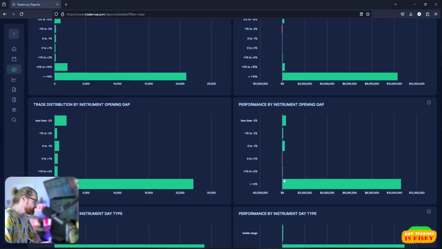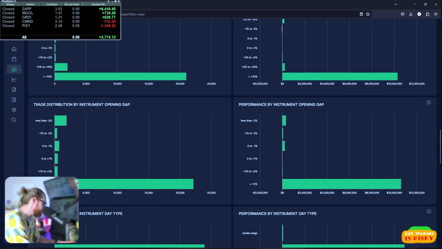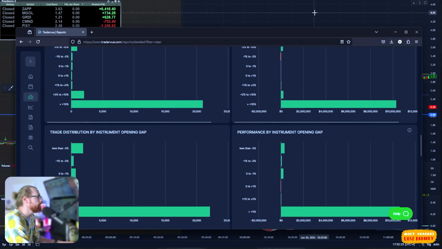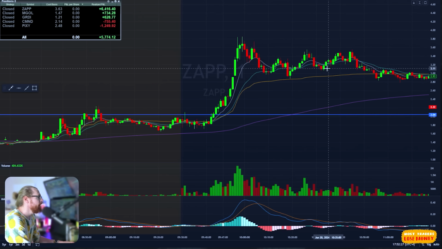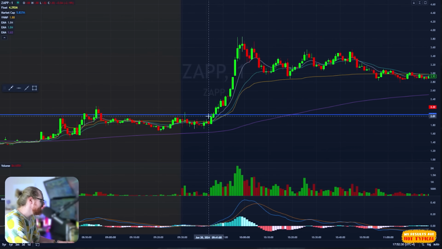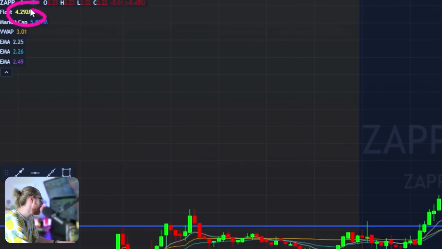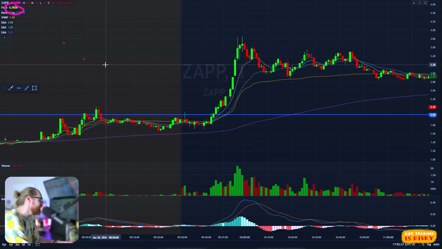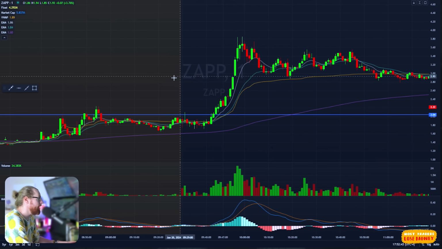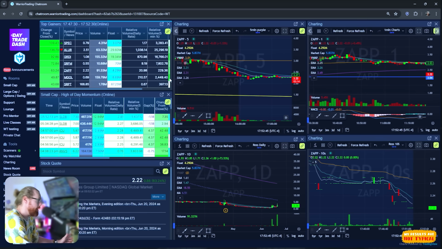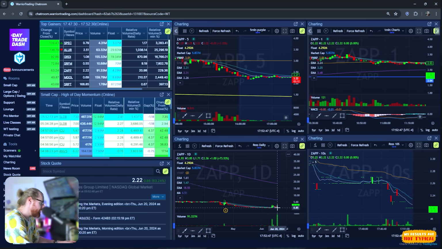So now let's go back and look at this stock today that I traded. So we're going to pull back this graph right here. I'm going to move that out of the way. ZAPP, Z-A-P-P, this has a float of 4.29 million shares. That's the amount of shares available to trade, 4.29 million. This is a relatively small cap company, right? The total market cap of this company, 4 million times $3 a share. So this is not a high price company in terms of market cap.